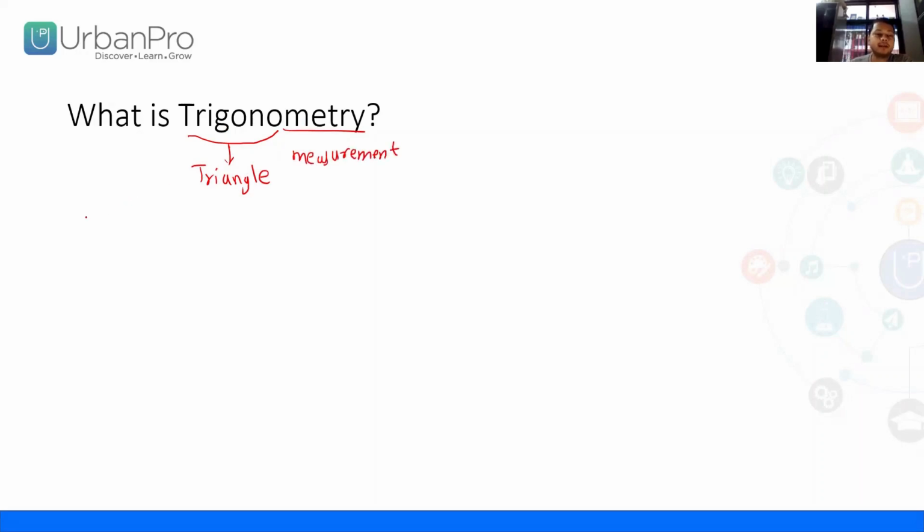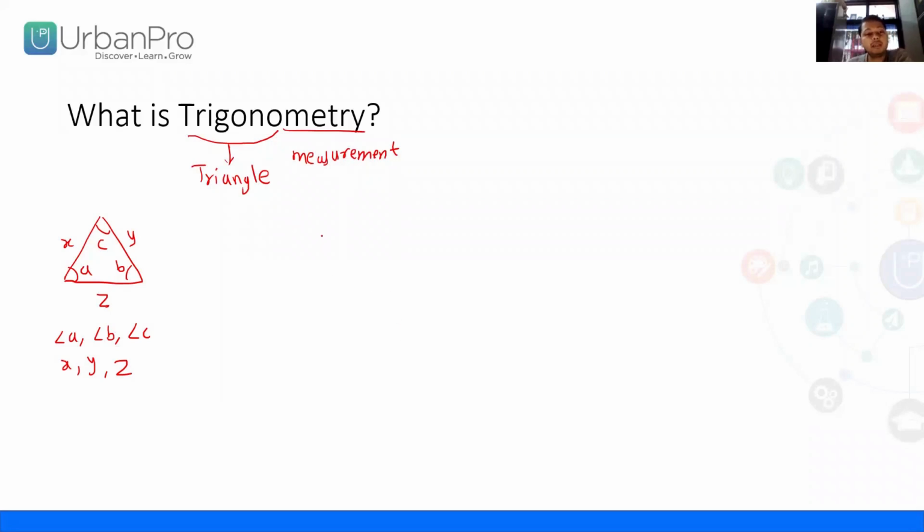So measurement of triangle means trigonometry. One triangle has how many parameters? Six parameters, right? Three angles and three sides. So here we have angle A, angle B, and angle C, and sides X, Y, Z. Among these six parameters, any can be given, and the unknown ones we can find with the help of trigonometry. So this is basically trigonometry.